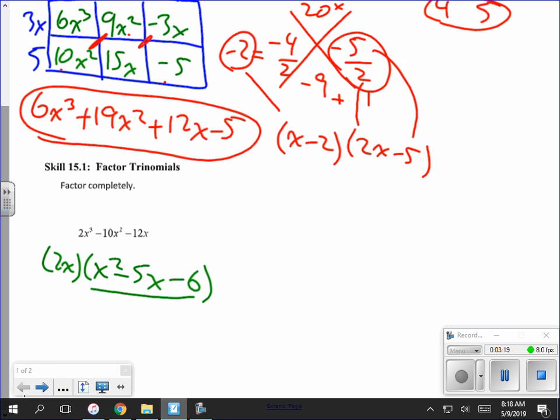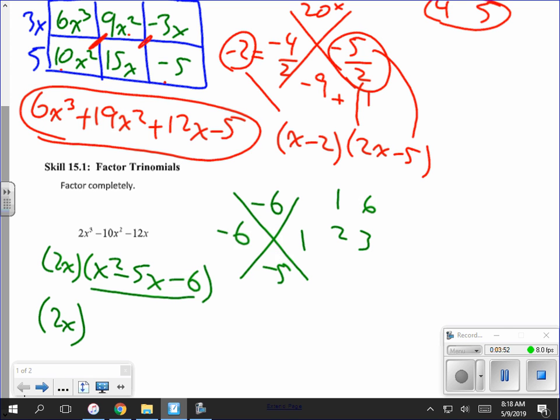Now I need to factor this quadratic. I set up an X box. 1 times negative 6, I have negative 6 in the top, negative 5 in the bottom. 2 numbers that multiply to give me negative 6, add to give me negative 5. My options are 1 and 6, 2 and 3, and I'm going to have 1 of each. So I have negative 6, positive 1. Negative 6 times 1 gives me negative 6. Negative 6 plus 1 gives me negative 5. So my final answer is the 2x I already pulled out, the x minus 6, and x plus 1 from this and this.